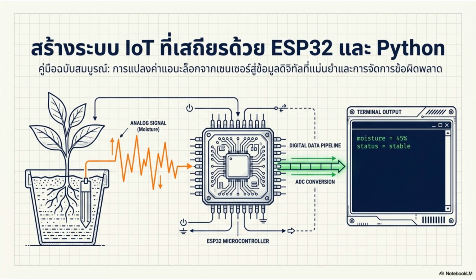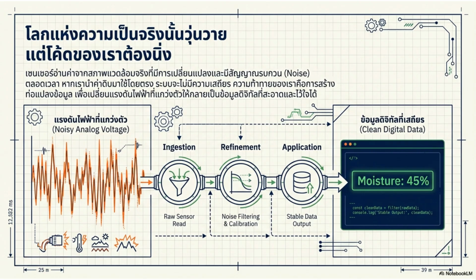This video is about creating a stable IoT system with the ESP32 and Python. We will cover converting raw sensor readings to accurate digital data and handling errors in your code. Real-world data is often noisy.